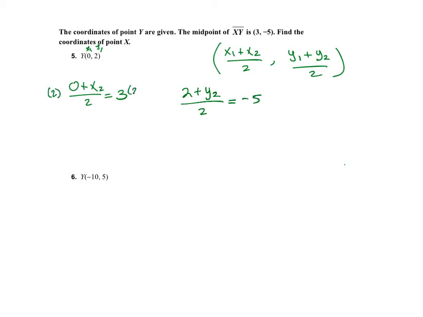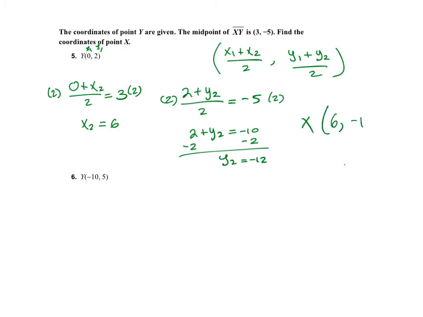So if I multiply times 2, I have that x2 is 6. And I'm going to multiply by 2 here. So 2 plus y2 equals negative 10, so y2 equals negative 12. So my other point, because they're telling me to find it, is 6, negative 12. That's my solution right there.